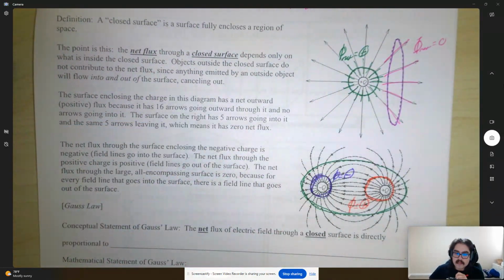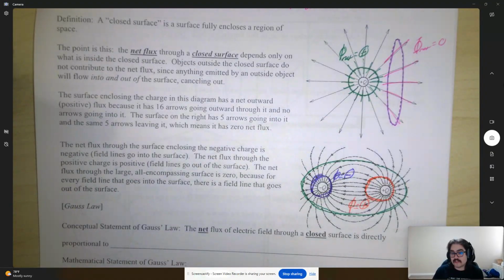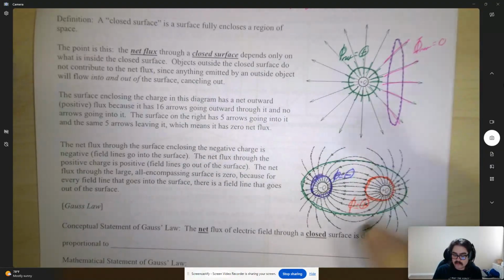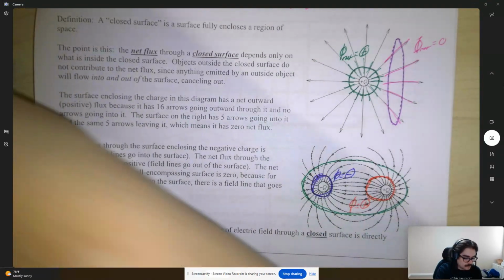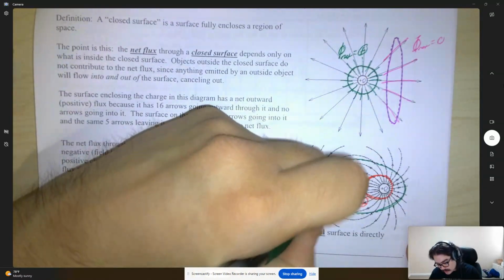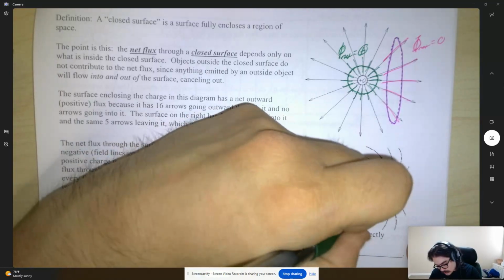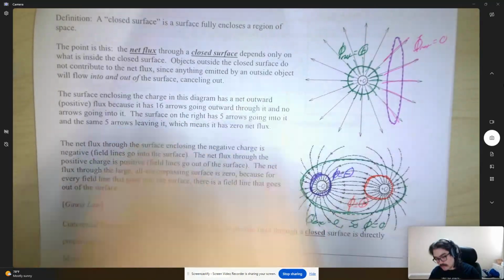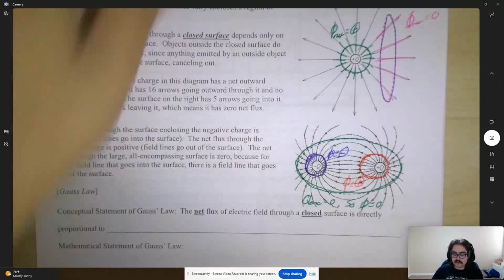Another thing to consider is that when you encircle both of the charges, the enclosed charge is 0 because you have a positive Q and a negative Q. The enclosed charge is 0, and therefore there is no net flux. So down here, Q enclosed is equal to 0, so the flux must also be equal to 0. That will make more sense when we talk about Gauss's law here at the bottom.